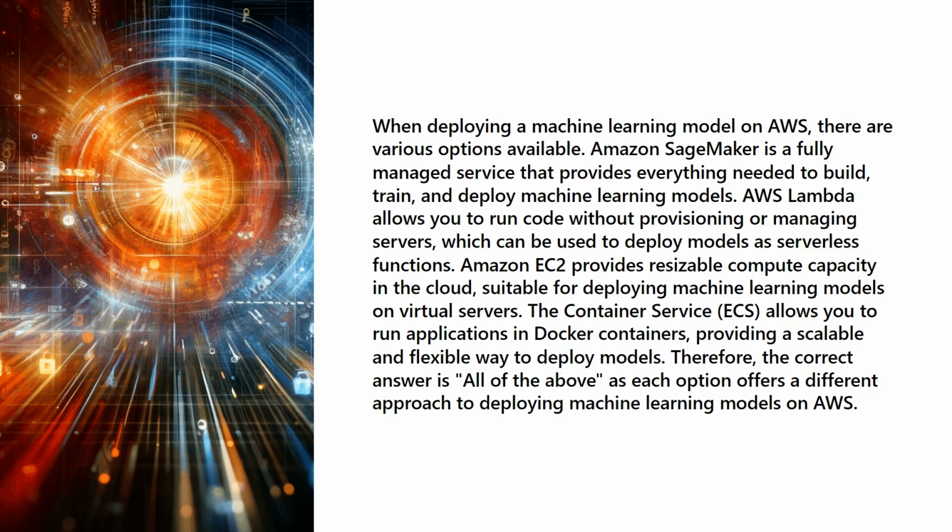AWS Lambda allows you to run code without provisioning or managing servers, which can be used to deploy models as serverless functions. Amazon EC2 provides resizable compute capacity in the cloud, suitable for deploying machine learning models on virtual servers. The Container Service, ECS, allows you to run applications in Docker containers, providing a scalable and flexible way to deploy models. Therefore, the correct answer is all of the above, as each option offers a different approach to deploying machine learning models on AWS.